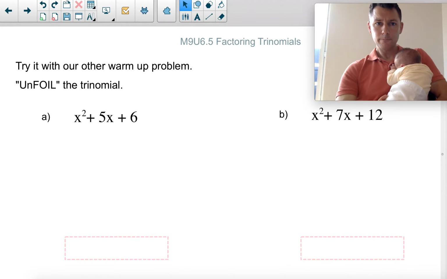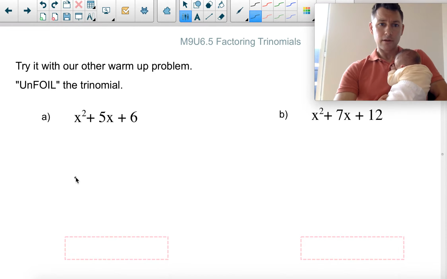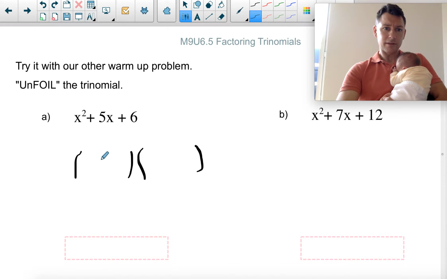All right. So let's try that out on ones that we don't really know. If you think you got it, go for it. Give it a shot. Your first step is put some parentheses up. You know it's going to turn into two binomials. And because these are all plus and plus, there's going to be plus signs in here.